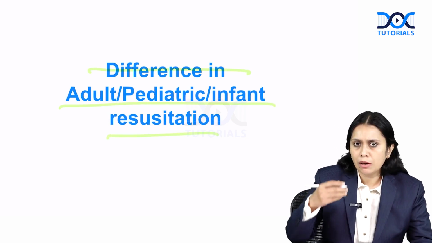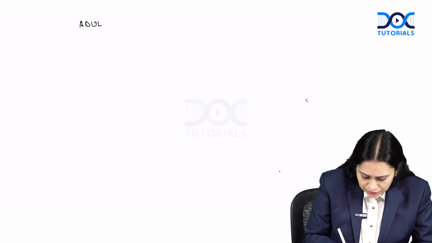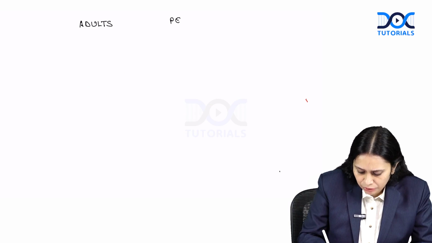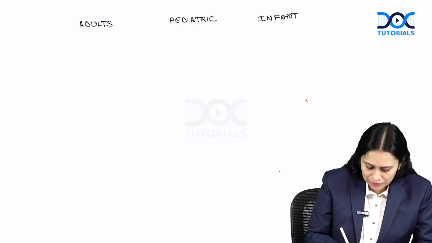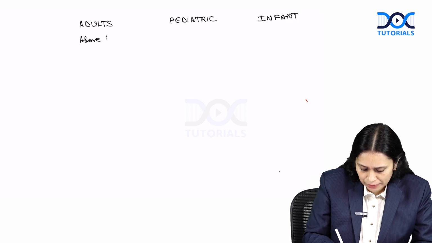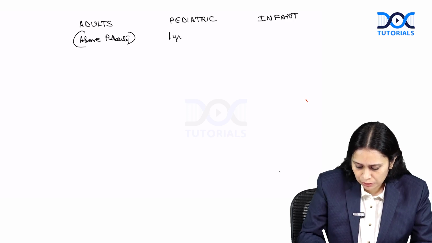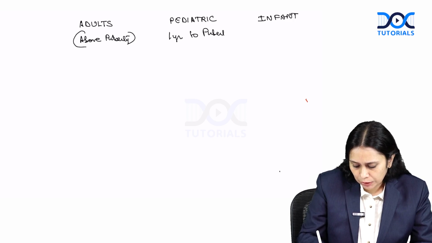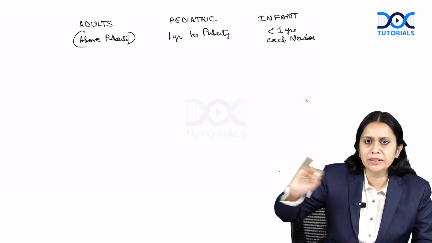Just in the end, I would summarize how adult resuscitation, pediatric resuscitation and infant resuscitation are different. Adult means above puberty, I have already told you. Pediatric means from more than 1 year to puberty. And infant is less than 1 year, excluding newborn. Newborn resuscitation is different.